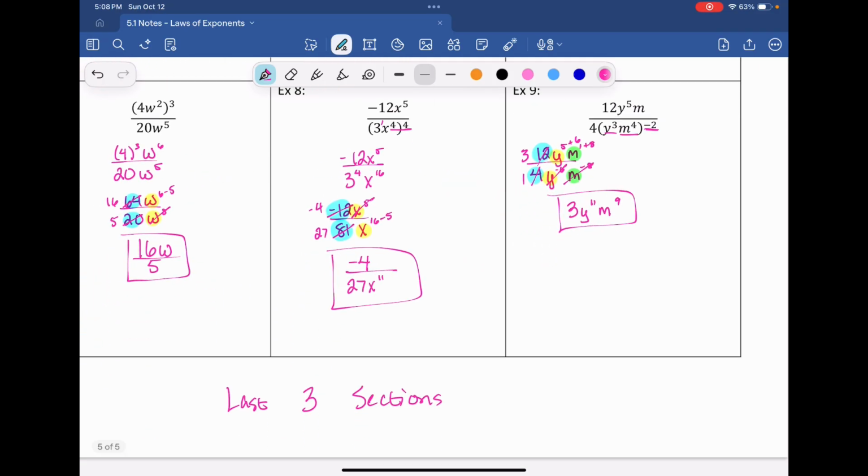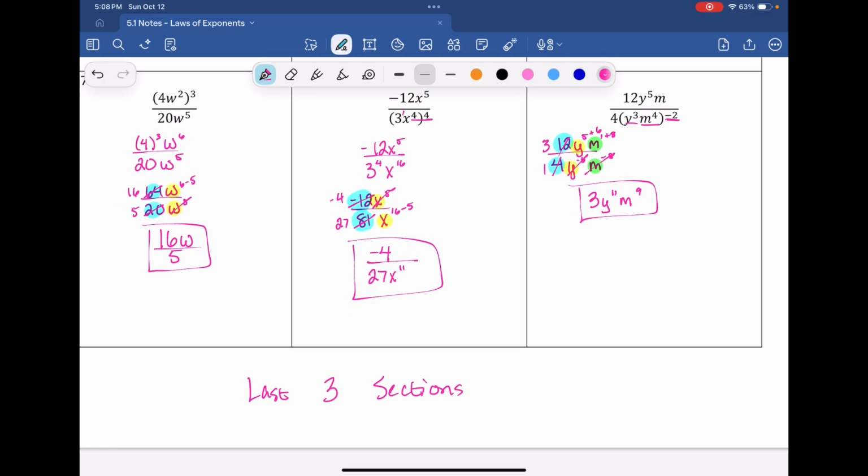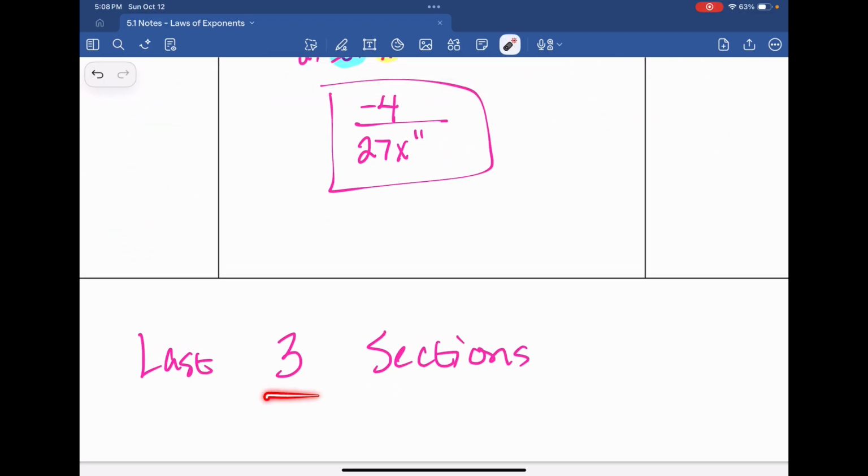Okay, so I try to get as much mix in there as possible. This will finish out the assignment with the last 3 sections.